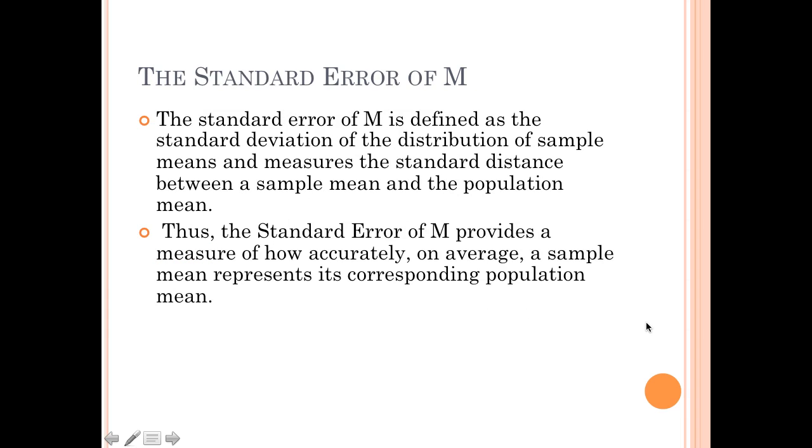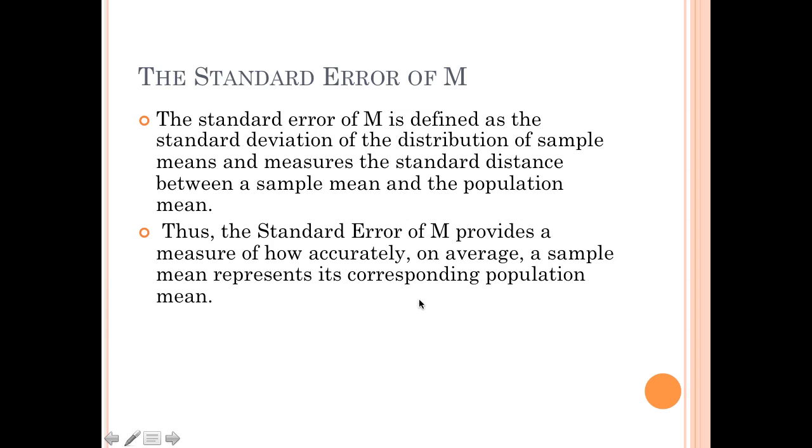So the standard error of the mean is defined as the standard deviation of the distribution of sample means, and it is a measure of the standard distance between a sample mean and a population mean. So if the last part of the sentence was written using symbols, it would be the difference between sample mean M, capital M, and population mean mu. Keep that in mind.